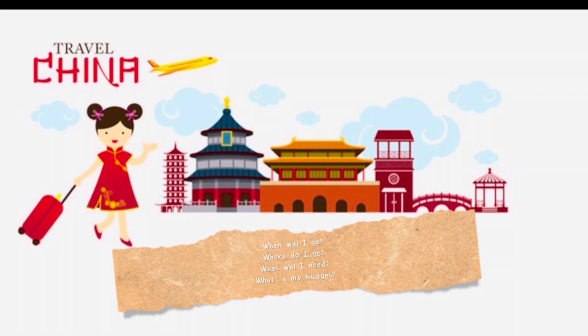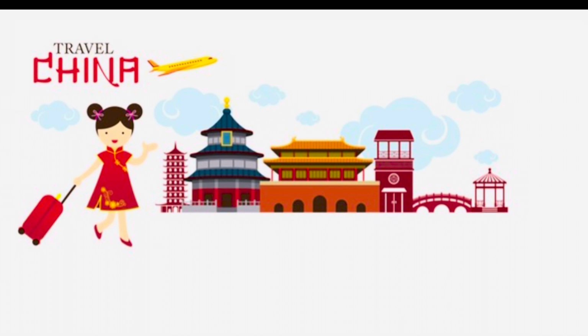When will I go? Where do I go to? What will I need? What's my budget? They'll need to say the questions in Chinese, of course. And then throughout the unit, students are guided to research those questions, and as a product of this unit, they'll present their travel plan to the class.